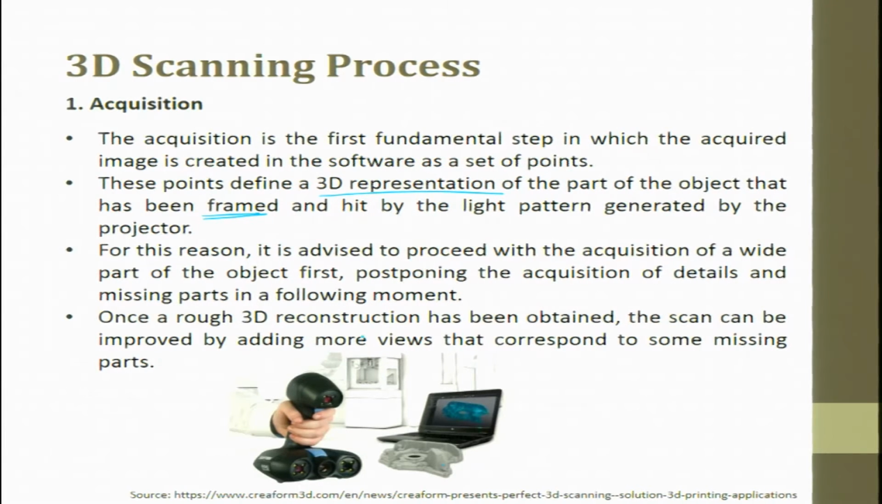Once a rough 3D construction has been obtained, the scanning can be improved by adding more views that correspond to some missing part. For example, you view the object from here, then you view the object from here, then you view the object from here. Okay. So then what happens, you can reconstruct the image of the object in a very nice fashion so that you get a 3D image.